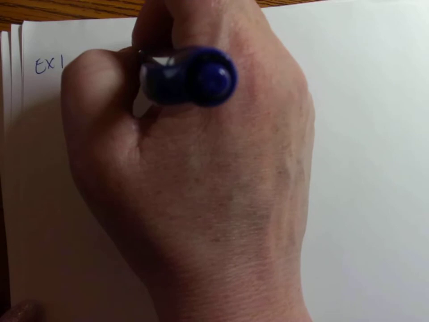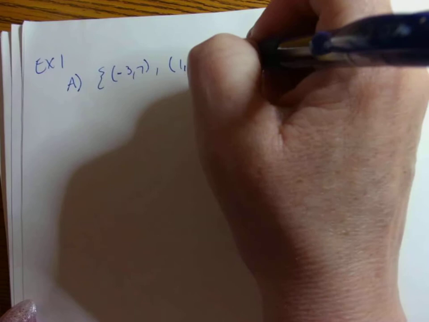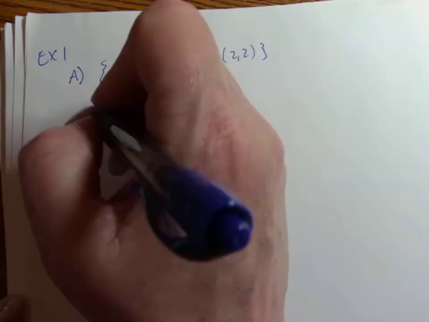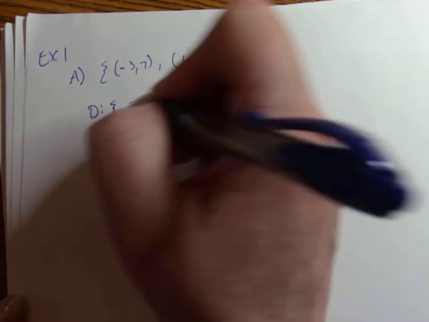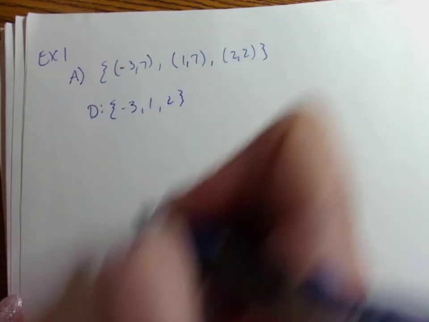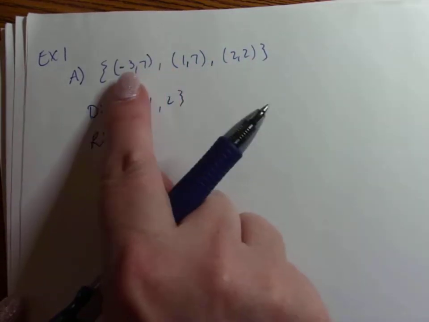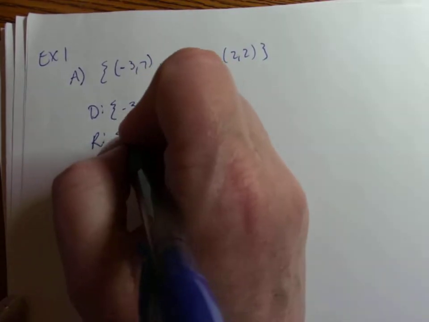So for part A, we have -3, 7, 1, 7, and 2, 2. We have a set of points, and what we want to do is find the domain. So the domain is going to be all of the first values, or the x values, in our points. So that's going to be -3, 1, and 2. Our range will be our second values, and whenever we have any that repeat, we'll only write it once. So we have a 7 in 2 points. We're only going to write the 7 once.